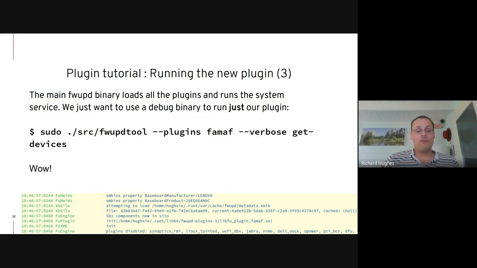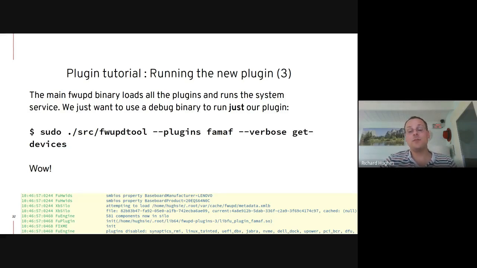So let's run fwupdtool. This is a special tool that most users don't run because it's used mainly for power user stuff and developing plugins themselves. So here we're going to write sudo ./src/fwupdtool. We're not just typing fwupdtool, because if we did that, we would get the system installed version, not the version we've just built. And then rather than running all the plugins, we're going to specify we just want --plugins famaf, which is literally just the one thing. And then we're going to add --verbose.